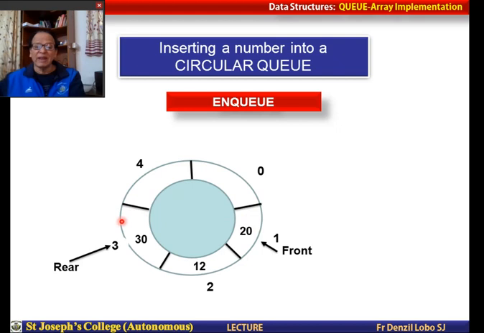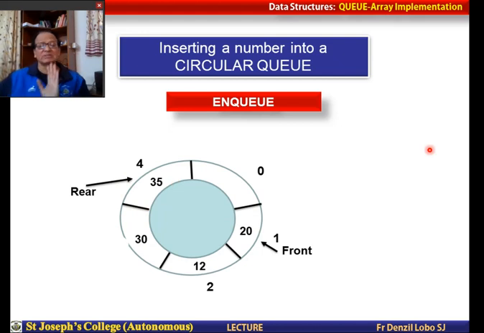Therefore, the next number, where is it going? The next number will go naturally. Now the rear index is 3. So therefore, it has to be incremented to 4 and the number is inserted there. So this is a very simple idea as we have done earlier. But there are some cases. We will get into these cases now.